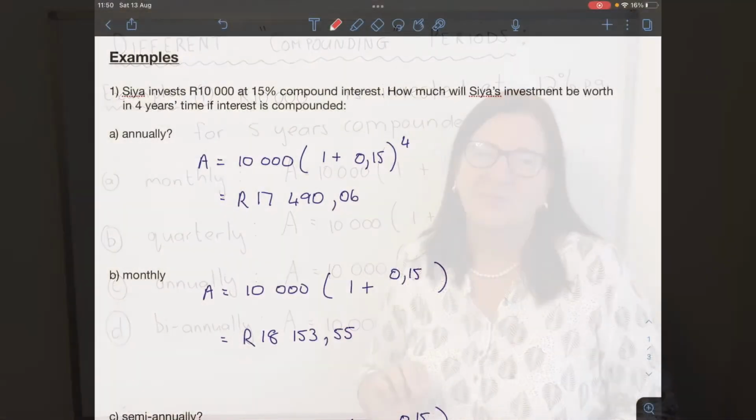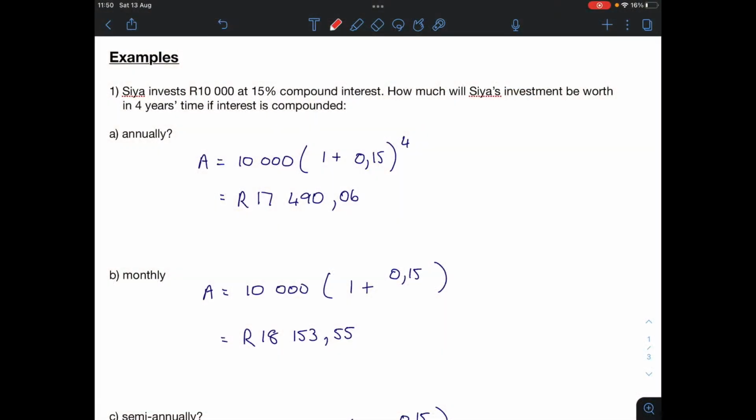Okay, now we're going to look at some examples where there are different compounding periods. So Sia invests 10,000 Rand at 15% compound interest. Now remember, we like to highlight this. How much will Sia's investment be worth in 4 years' time?